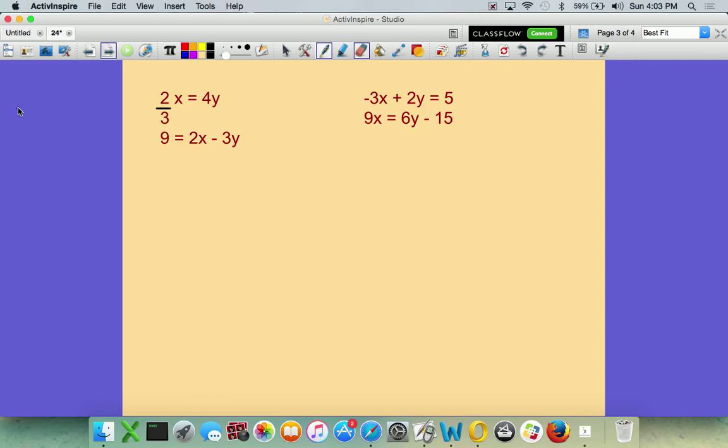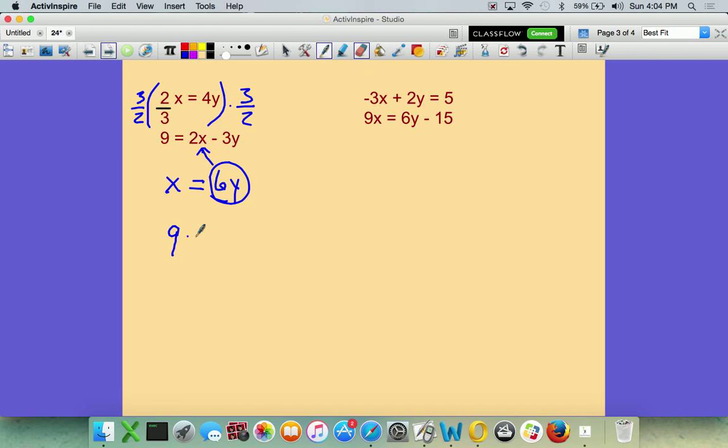Same steps still. We've got to get x and y on the same side. Well, this is one, especially when it's set up like this, I would really think about doing substitution instead of elimination. If you were to solve this for x, we would multiply both sides by 3/2, and then we'd end up with x equals 4 times 3 is 12 divided by 2 is 6. We've got 6y, so then we could substitute this right in there for x.